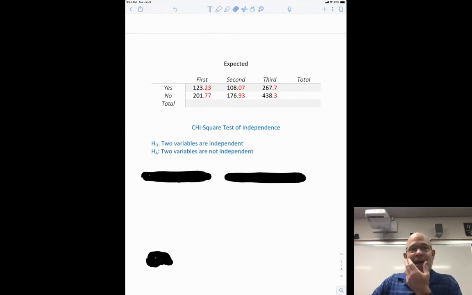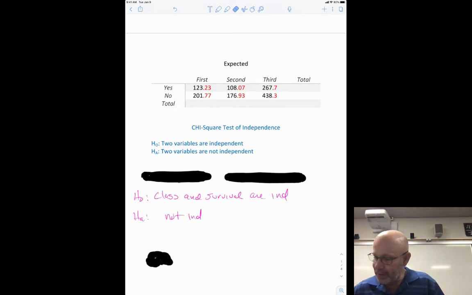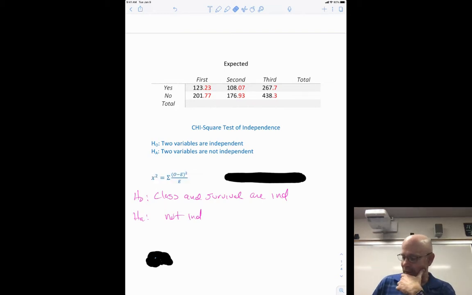Same conditions. I'm not even going to write them down. These are the expected cells, first of all. So we can find the test statistic in just a second. The null hypothesis for this problem would be that class and survival are independent. That's my null hypothesis. My alternate hypothesis is not independent. We're going to find the test statistic the exact same way we found it before. There's the test statistic.